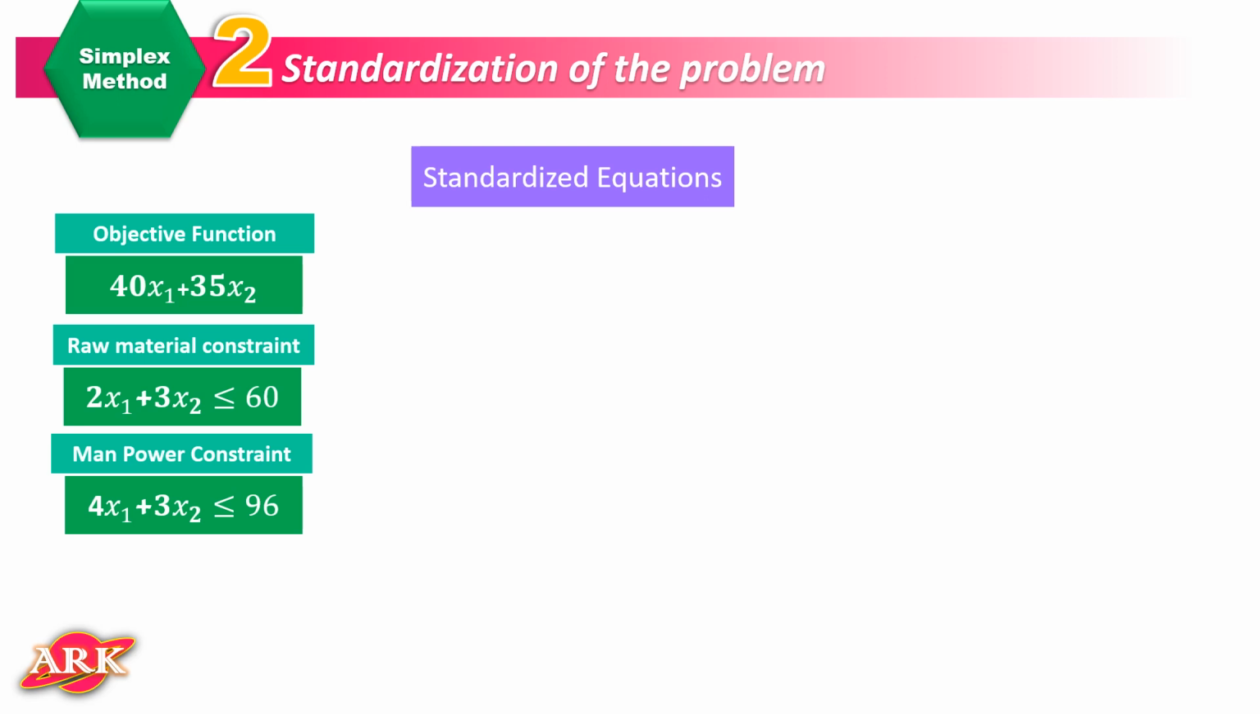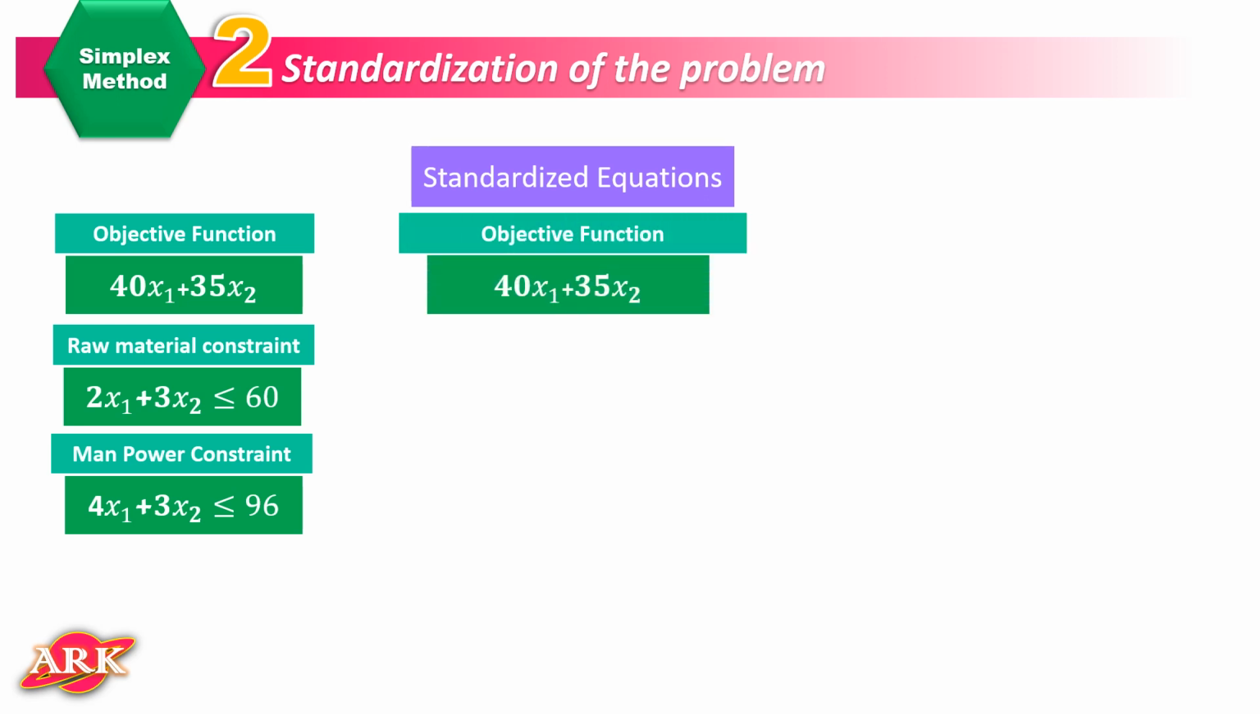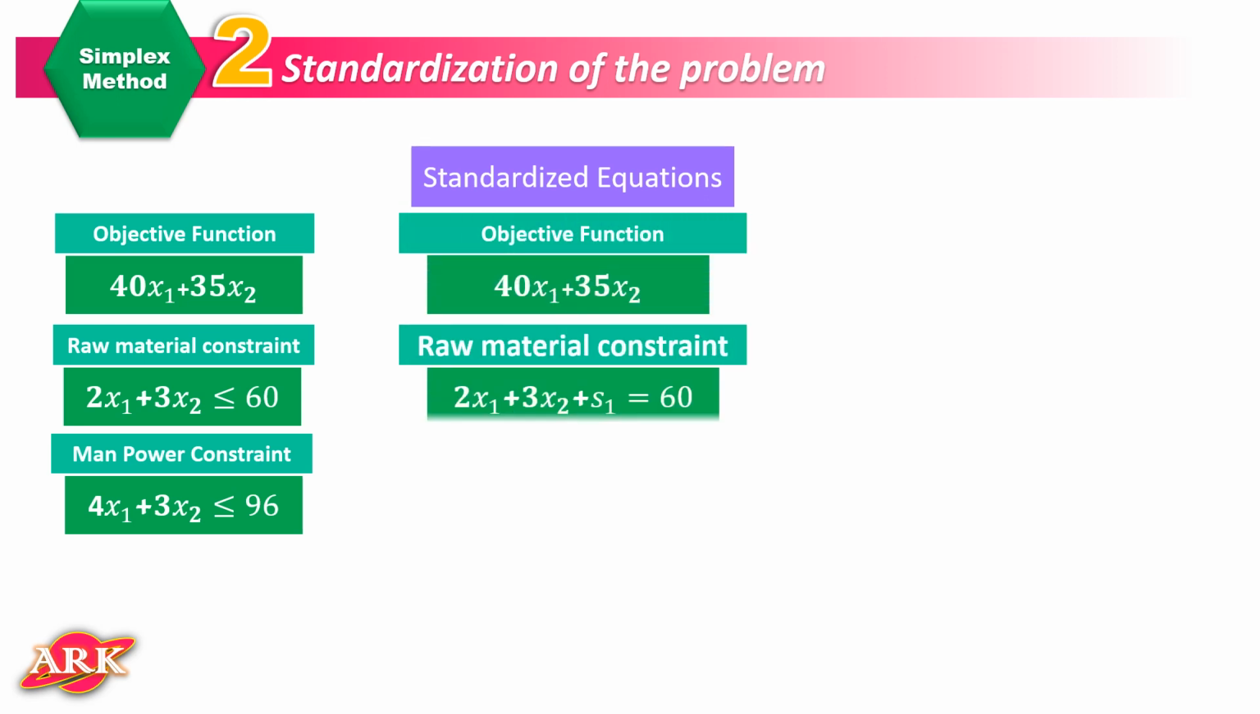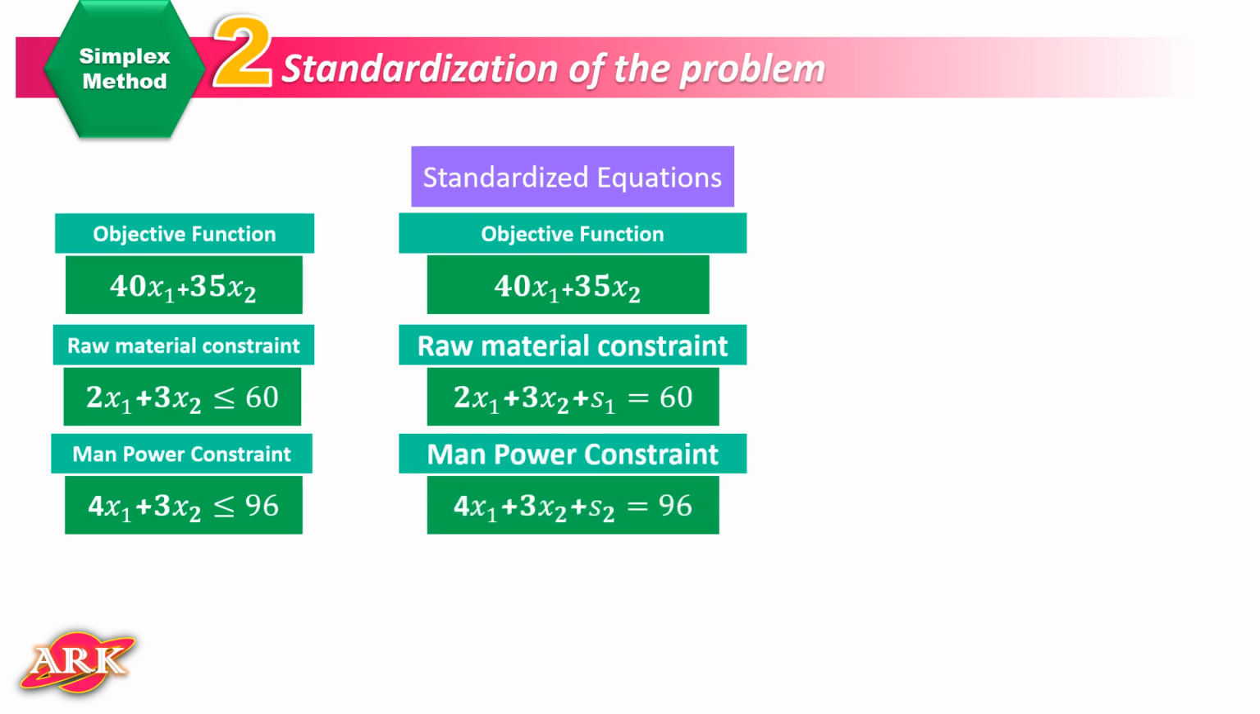You can see the objective function and raw material manpower constraints. The standardized equations will be like this. Objective function will be 40x1 plus 35x2. Raw material constraint will be 2x1 plus 3x2 plus S1 is equal to 60. S1 represents the unused raw material, where manpower constraint will be 4x1 plus 3x2 plus S2 is equal to 96, where S2 represents the unused manpower.